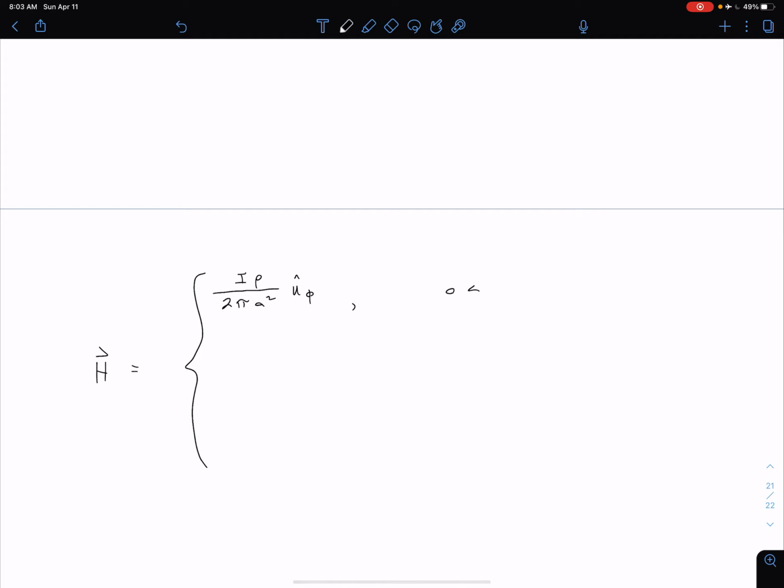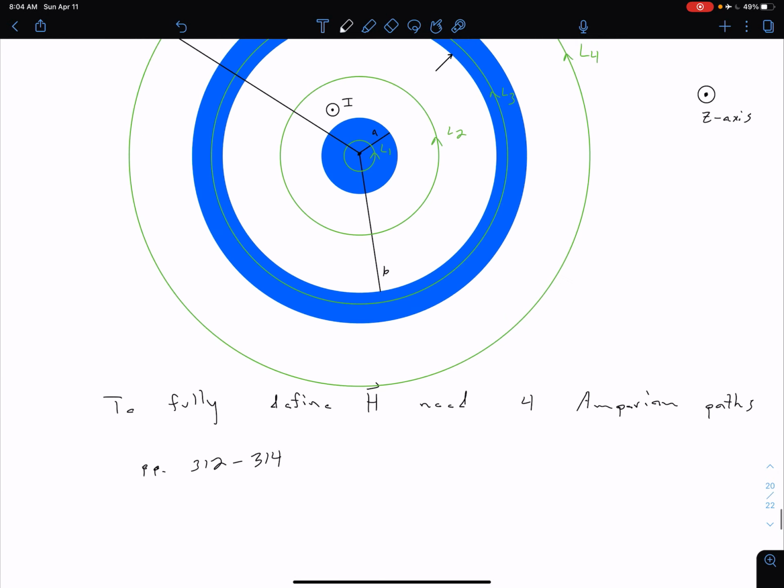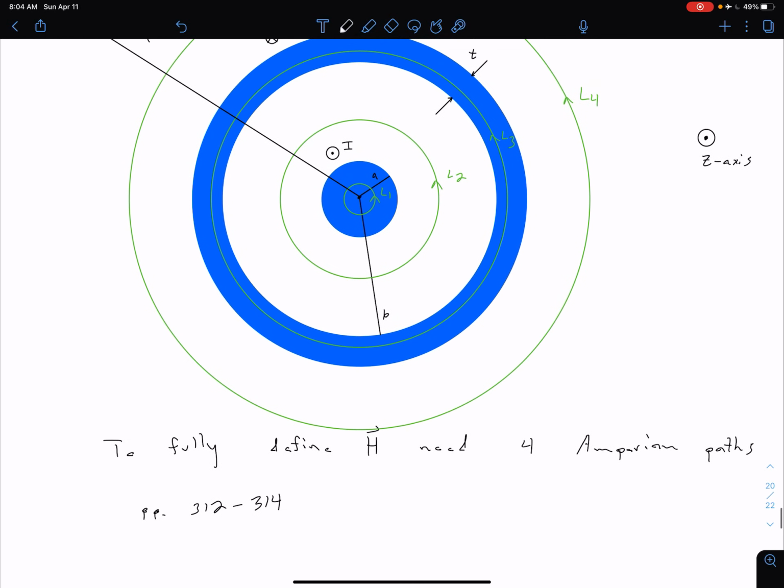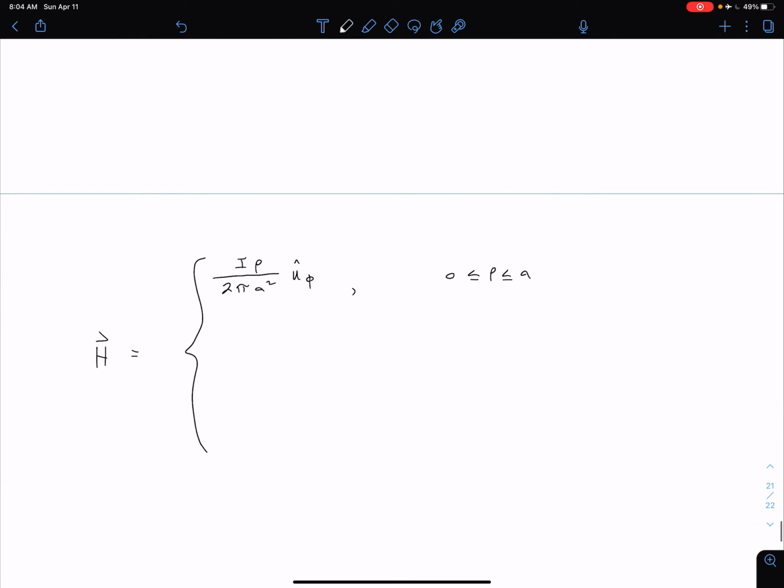And so that's going to be for rho values between 0 and A. And so what we can see is that our magnetic field intensity is increasing as we're getting closer to the edge of that inner conductor, and so that would be expected because as we're getting larger, as we're sort of getting towards the edge with our rho value, we're enclosing more current, so we would expect to have more magnetic field intensity.